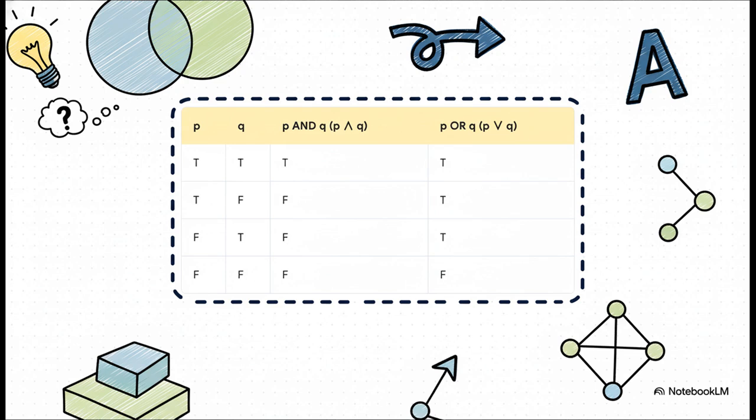In real life, if someone asks, do you want coffee or tea, you're expected to pick one, not both. But logic is more precise. It's inclusive. And that little difference is key.